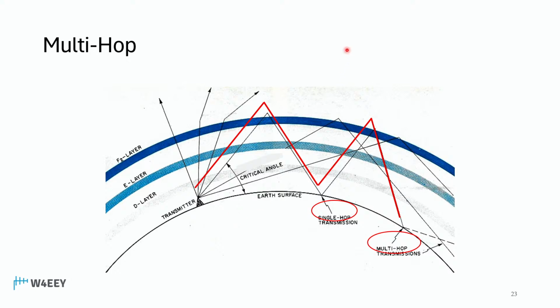Then we have a concept called multi-hop, where, traced in red here, it should actually be curved up here rather than a point, but you get the idea. It'll go up to the ionosphere, it'll come down, then it'll bounce off the Earth, go back up, come back down again. So single hop here, multi-hop there, and you can actually hop all the way around the Earth.